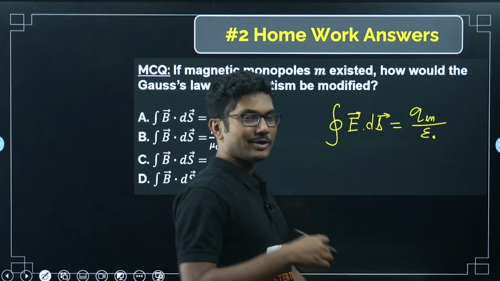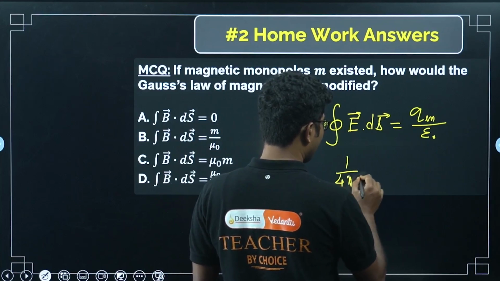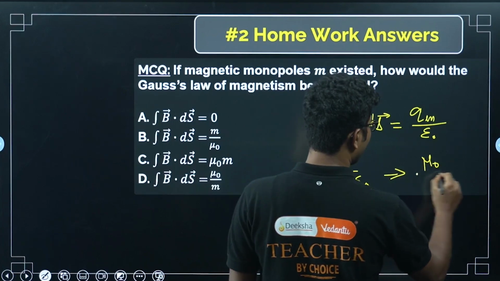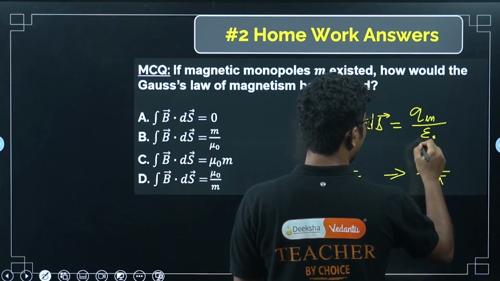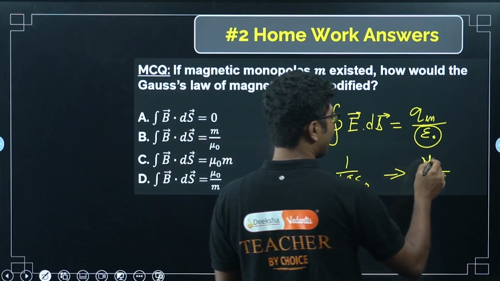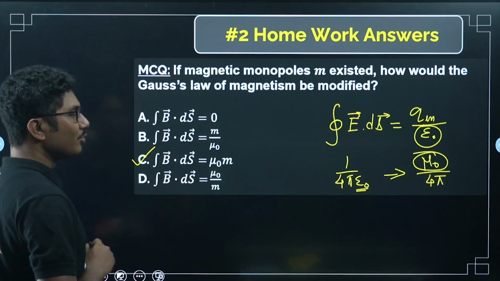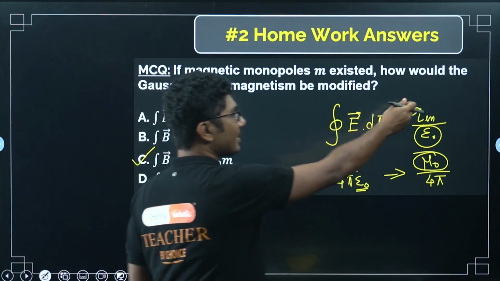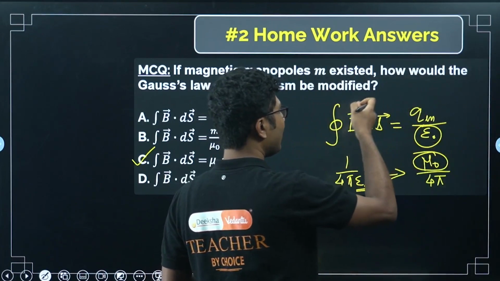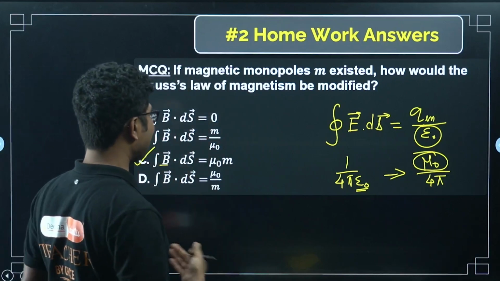Right now, in case of electricity, the constant was 1 by 4 pi epsilon naught. If you remember, the corresponding magnetic constant is mu naught by 4 pi. In the case of electric field, it was 1 by epsilon naught. So in case of magnetic field, it should be mu naught. So the correct answer is option C, mu naught m. Instead of Q, you have to use the magnetic monopole m, and instead of electric field, you have to use magnetic field B. Rest of the formula is same, right?